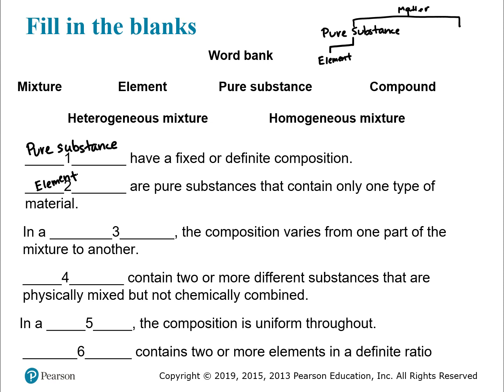For number 3, in a blank, the composition varies from one part of the mixture to another. So it's got to be a mixture. There's a hint. And the composition varies from one part to the other. So that's going to be heterogeneous.